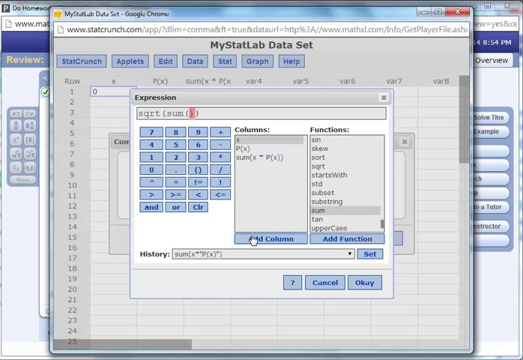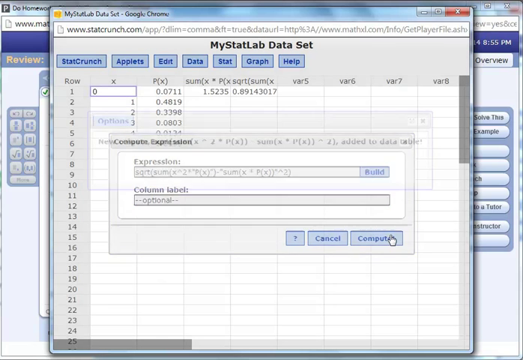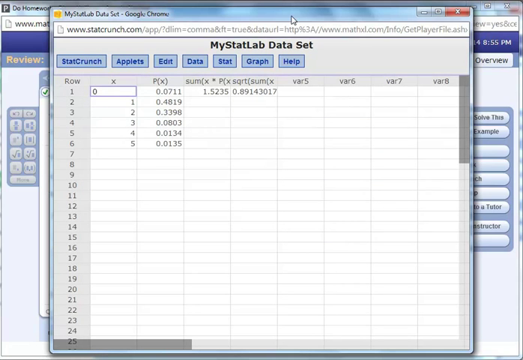of x squared times p of x. Okay, then we're going to be very careful to click in here, like move away from the first parentheses, minus the mean, which was the sum of x times p of x column, minus the mean squared. So it's the square root of the sum of x squared times p of x minus the mean squared. So we're going to click OK and compute, and we now have our standard deviation.